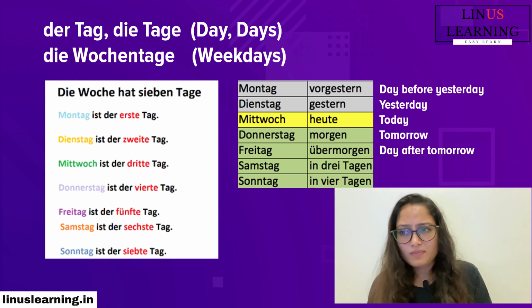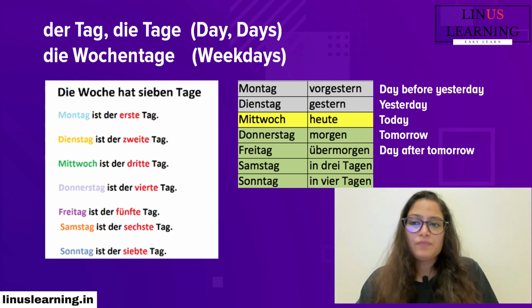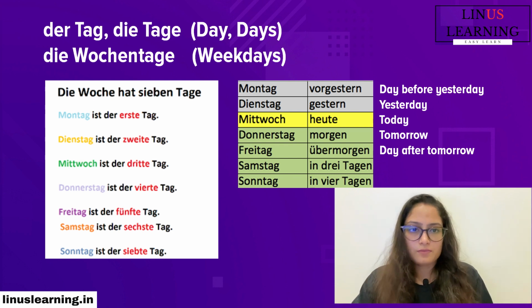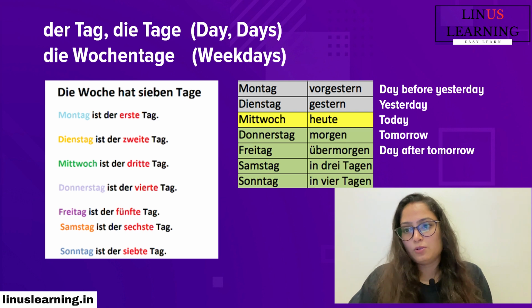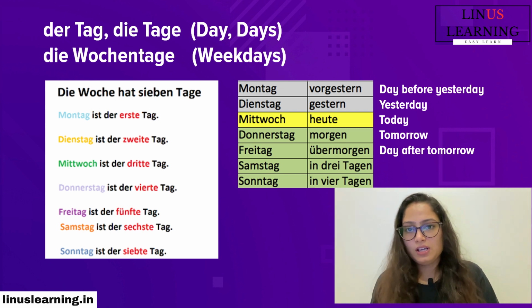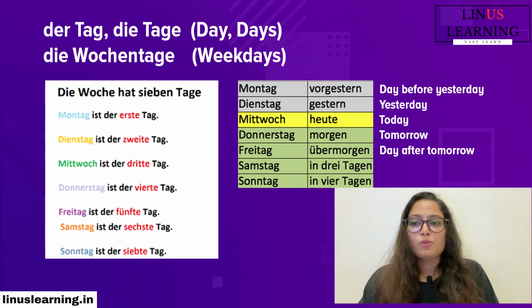Okay, I suppose this pronunciation is clear to you. Now let's see how do we say today, yesterday was Thursday, today is Friday, or how do we say tomorrow, day after tomorrow, all of that. Okay, so I've taken this example of Mittwoch as today. So Wednesday is today, let's assume. So heute means today.